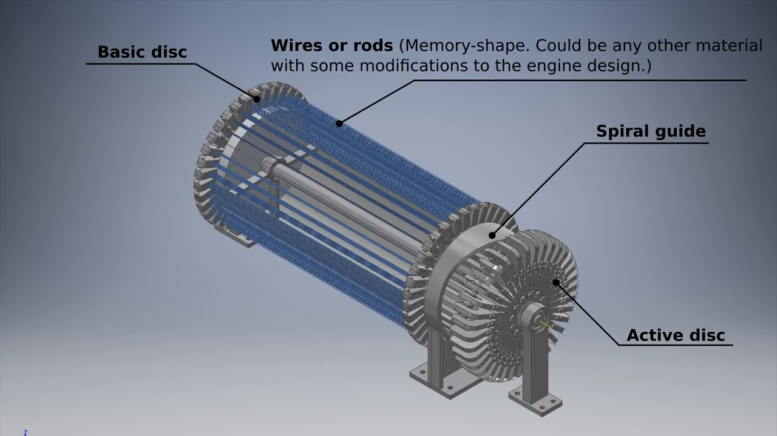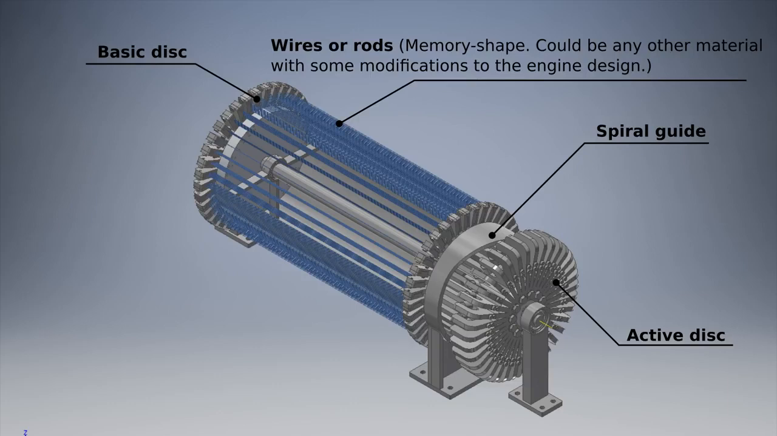The last section of the engine is the active disc. This is an assembly made of springs and other parts that move with the pulling of the wires and press against the spiral guide. More on that later. Of course, there's also the support structure like the shaft and the bearings and other parts and assemblies which enable the motion and stability of the engine.